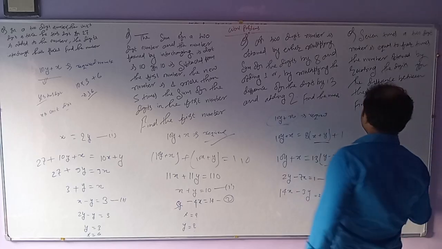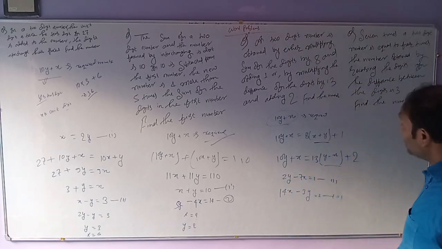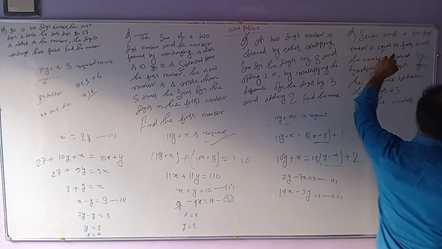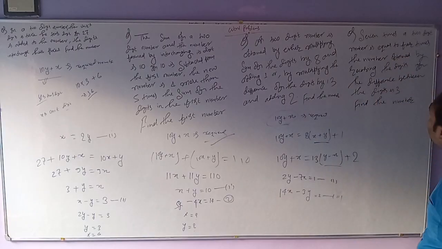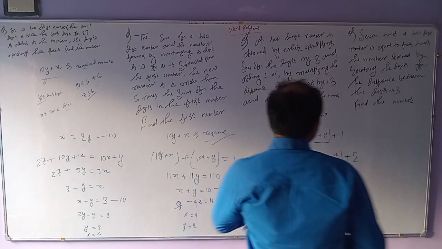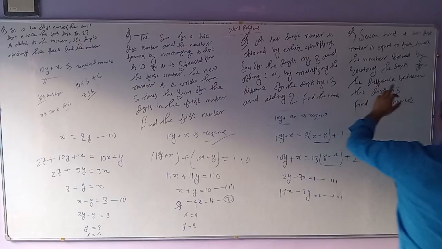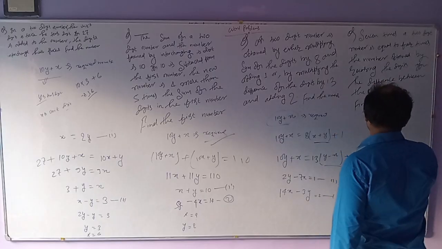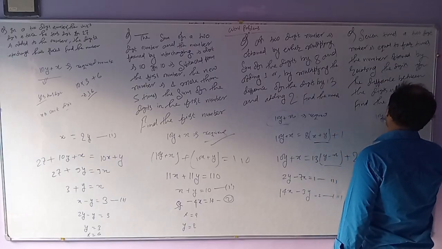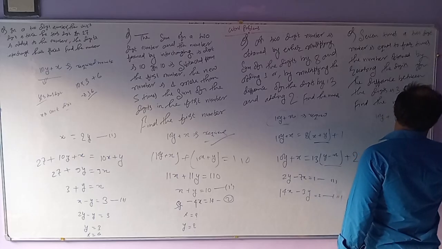Now we have another question. 7 times a two-digit number is equal to 4 times the number obtained by reversing the digits. If the difference between the digits is 3, find the number. Let us consider a two-digit number 10y plus x. That is our required number.